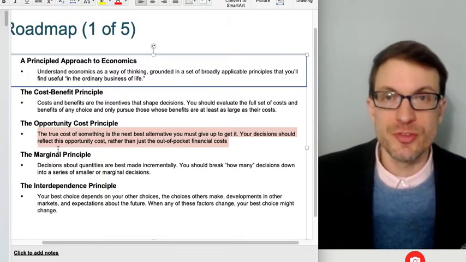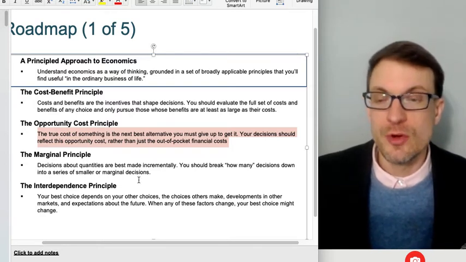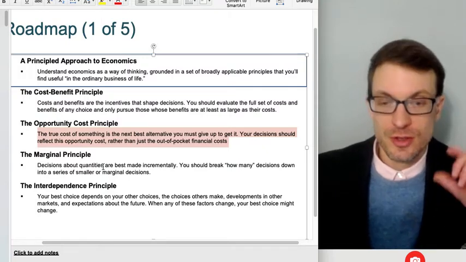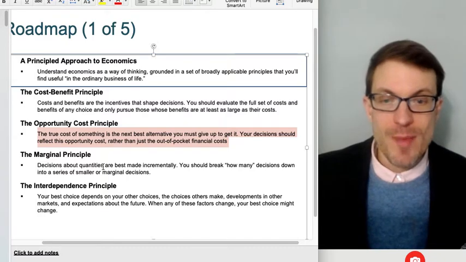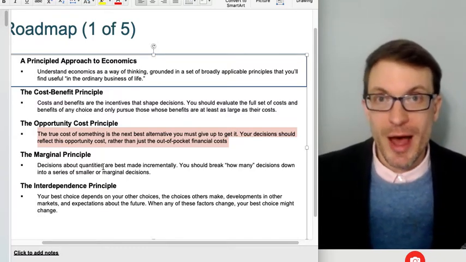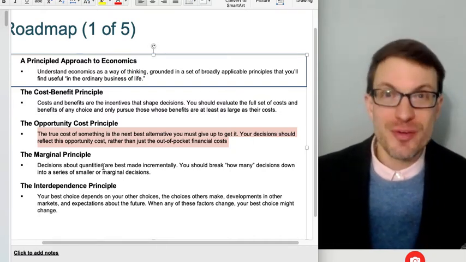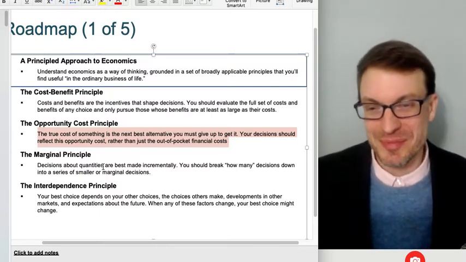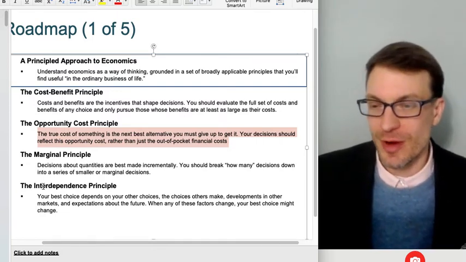The other two principles that will round out our collection of the four core principles are the marginal principle, which basically tells us to break down decisions into incremental, smaller choices, right? So the idea is we want to break down a how-many decision into a series of smaller marginal decisions. So how many miles should I run tonight? Well, I should ask myself the question of, do I want to run another mile, right? Or do I want to run to the next mailbox or the next block or something like that?